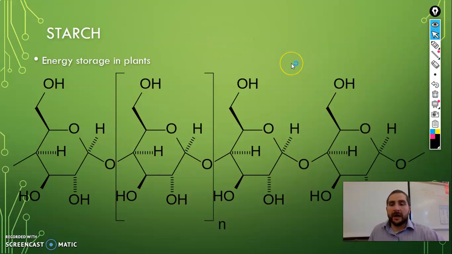Obviously, us humans and other animals, as we eat plants, also take in their starch. Through the process of digestion, we can break it down into the individual glucose and use those for energy as well.